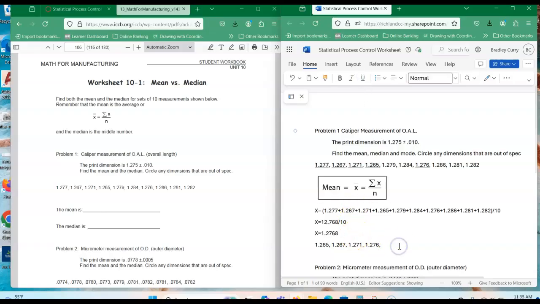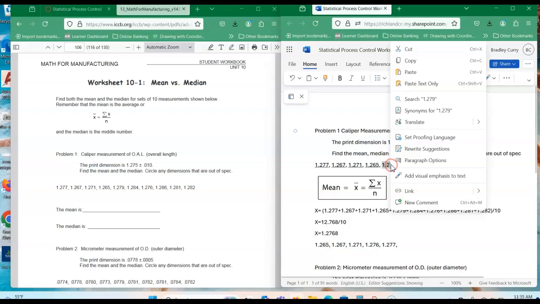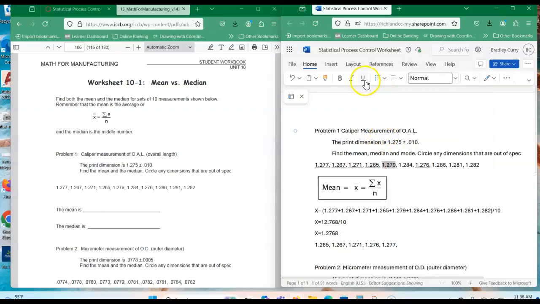All right, so 1.277. So all I'm doing here is rearranging these numbers from high to low. So 1.277 looks like 1.279 is next. The hardest thing I think for some of this is just keeping track of and making sure that you don't actually miss any of the numbers in the data set.